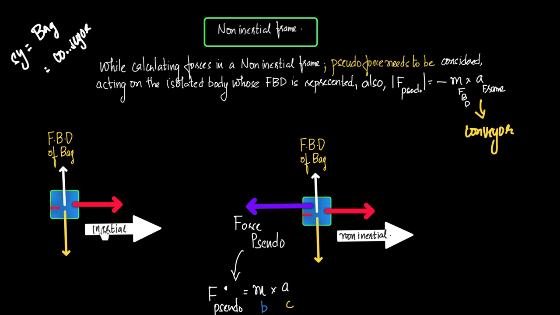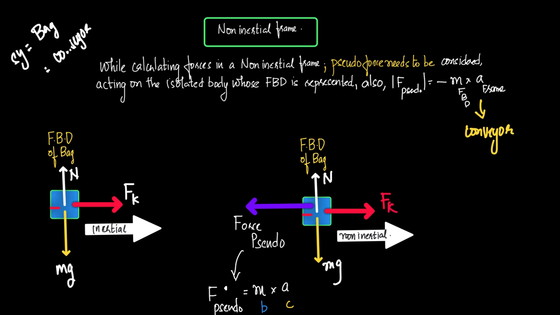So if you consider the inertial frame and the free body diagram of the bag in the inertial frame, there are only three forces acting on it. Number one, the normal reaction. Two, the weight of the body acting downwards. And then you have kinetic friction acting towards the right. When you consider the free body diagram of the bag in the non-inertial frame, you have one, normal reaction, two, weight of the body, three, the kinetic friction acting here as well.